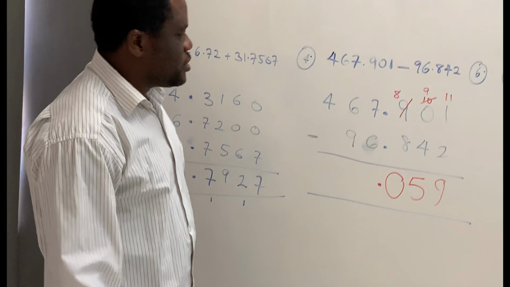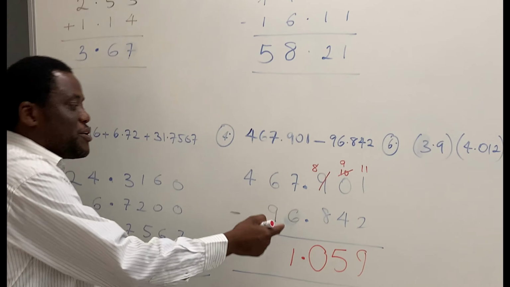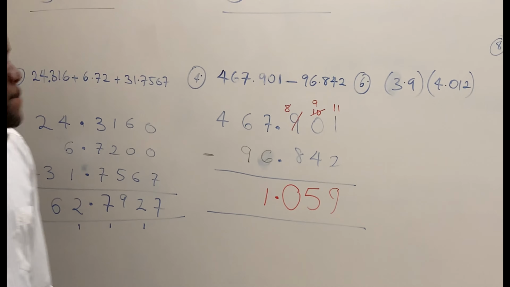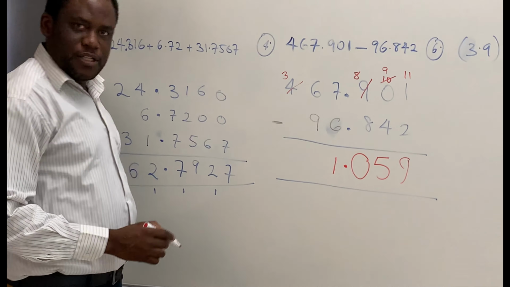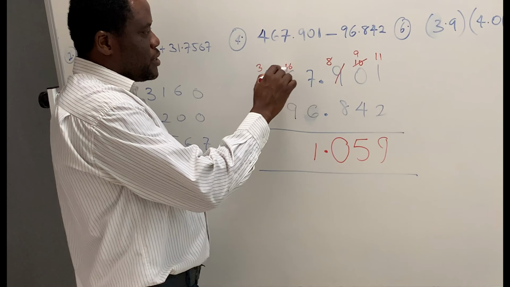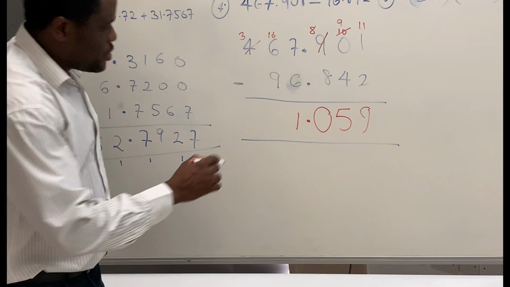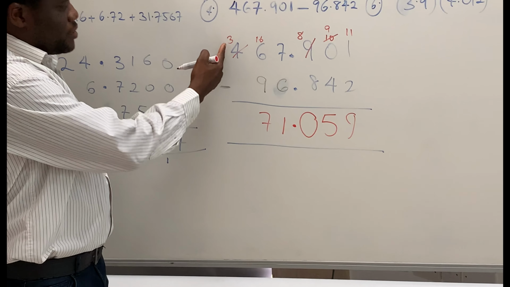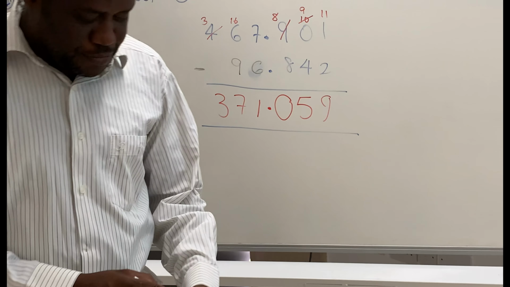Now come to this place. 7 minus 6 is 1. This one is easy. But 6 minus 9 is not possible. What do we do? We borrow 1. What is left is 3. That 1 comes here and becomes 16. So 16 minus 9 gives us 7. Are we together?